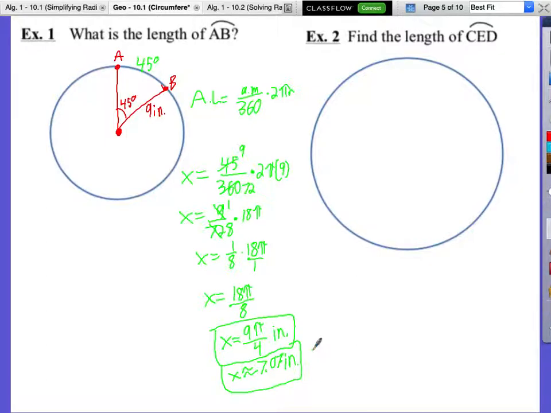Are you going to want both approximate and exact? I'll ask for whatever I'm wanting. So if it says in terms of pi, that means we leave pi there. If it asks for a certain decimal, then we want the approximate.